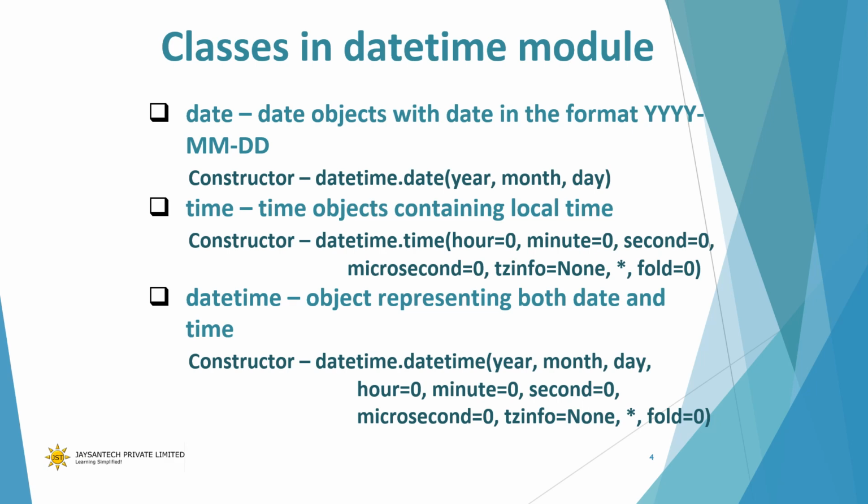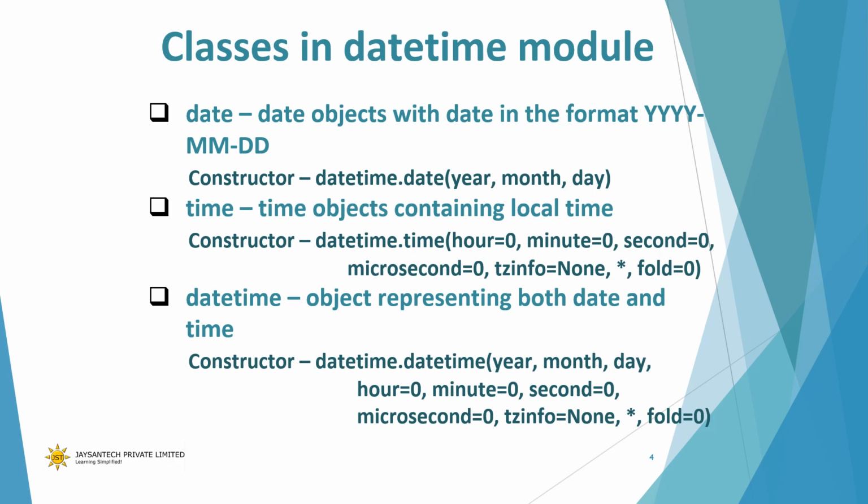Next is the time class. Time class is basically, as its name suggests, the class that is used to store just the time. Now the constructor for the time class is given here, where you can pass the hour, minute, second up to microsecond. tzinfo is the time zone information. Now here again, except for tzinfo, all the other parameters must be passed only as integers.